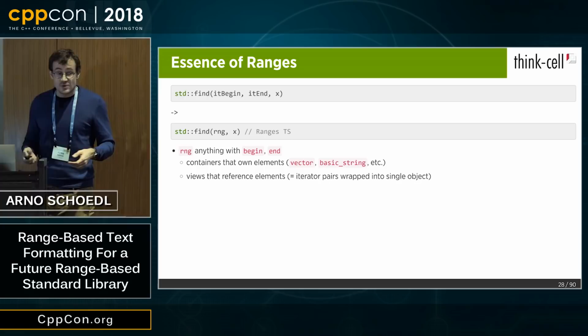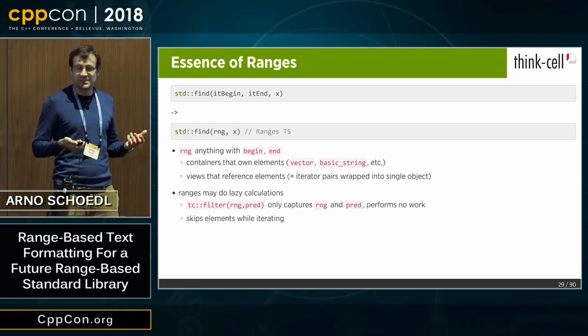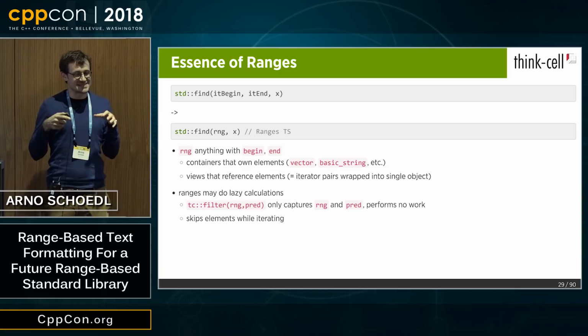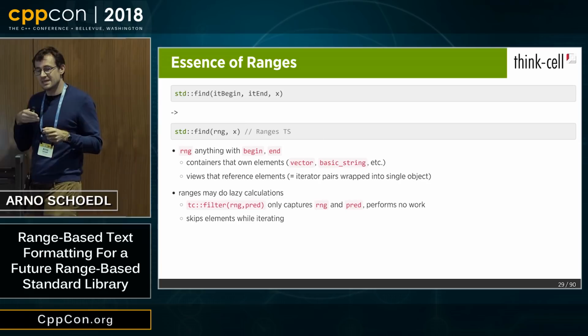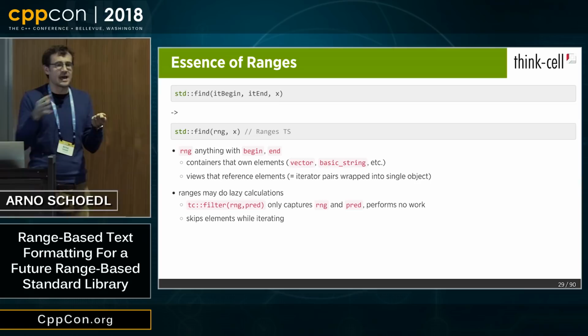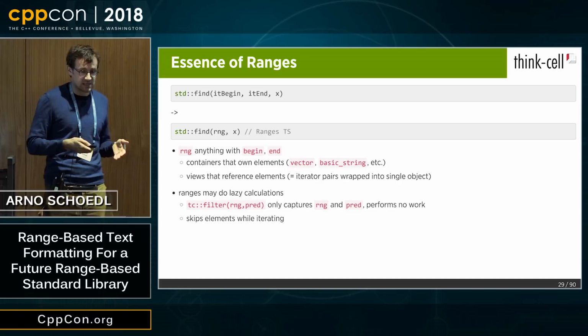Ranges are a lot more interesting because they actually can do lazy calculations. That means when I'm calling in our library tcfilter with a range and a predicate, this captures the range and the predicate into an object, but it doesn't do anything with them yet. It just captures the arguments. And only when you're iterating over that object will the filter actually start and skip the elements that don't satisfy the predicate. So you do the work when you need it and as much as you need it. If you don't need the first element, then you're only going to do the work for the first element.